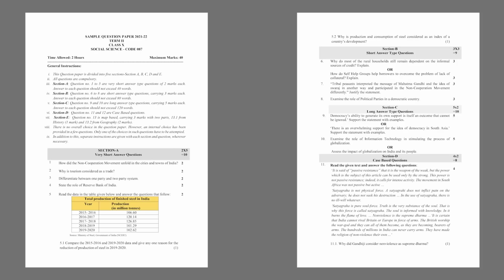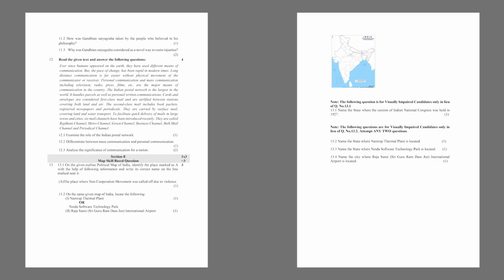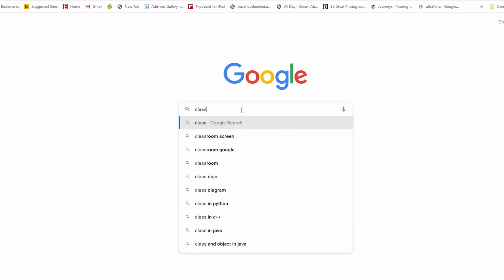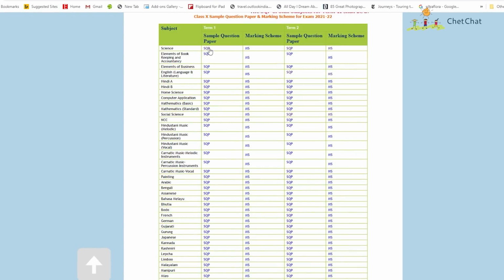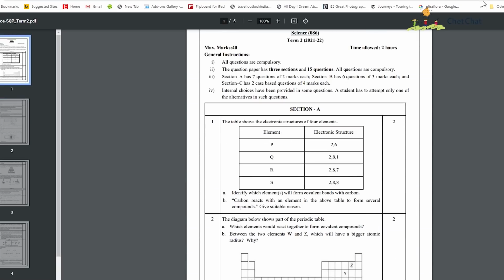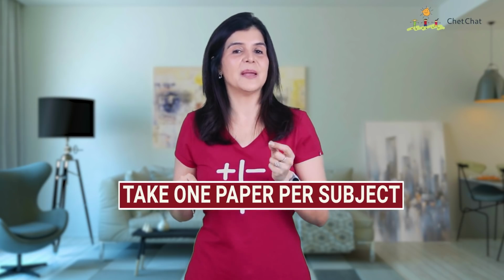Example, if you're in class 10, you could solve the CBSE or ICSE sample papers. If you've already solved them, then many schools are preparing mock papers and circulating them. In fact, if you just go online and search, you will find several sample papers, mock papers or previous year question papers. Take one paper per subject, any paper. It doesn't matter which school it was prepared by.